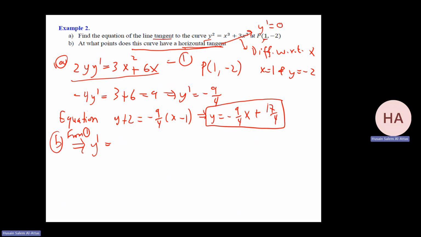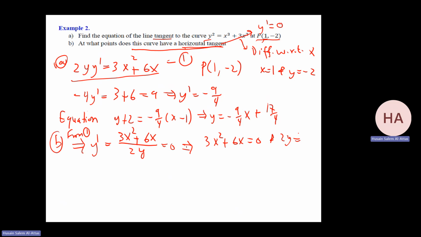So I need to solve for y prime. It's not related to this point. So I just need to find y prime. Y prime will be 3x squared plus 6x over 2y. And I make this equal to 0. When that's true, that means 3x squared plus 6x equals 0, and the denominator is not equal to 0, because if the denominator is equal to 0, then we have a problem. Okay, so this is an equation we can solve easily.